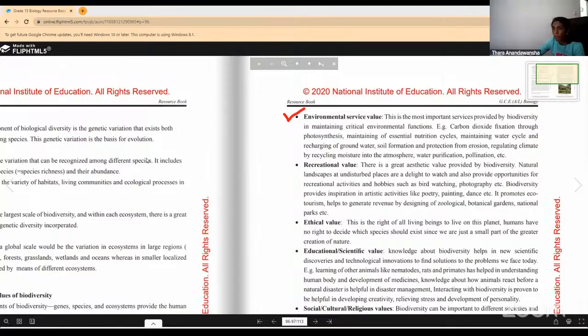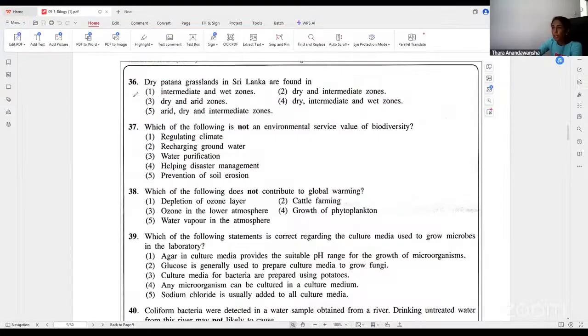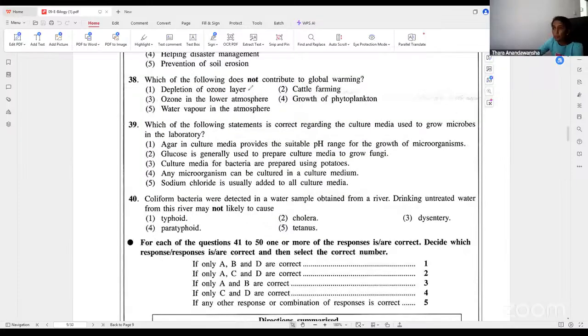38th question. Which of the following does not contribute to global warming? Depletion of the ozone layer directly contributing to global warming. Cattle farming, methane-like gases are contributing to global warming. Or ozone in the lower atmosphere, yes, it's not allowing heat to radiate outside the stratosphere.